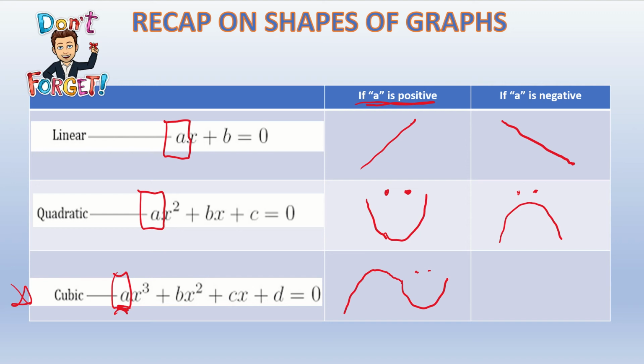The same idea sort of applies if your a is negative. So if your a is negative, you're going to finish with a frowny face. But before your frowny face happens, you're going to have another part of the curve and it's going to curve upwards like that. So you finish with the frowny face, but at the start of it, you've got another part of your curve.